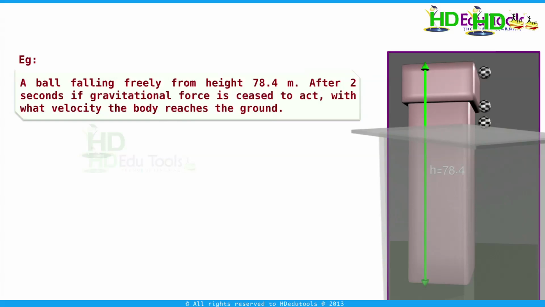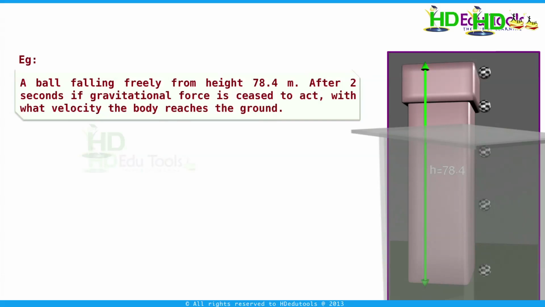Then what happens to this body? Can it reach the ground, or does it stay there itself? What is your answer? Yes, because of the acceleration during 2 seconds, it gets some velocity. Even though the gravitational force disappeared, due to the property of inertia, the body will continue with the same velocity to the ground.